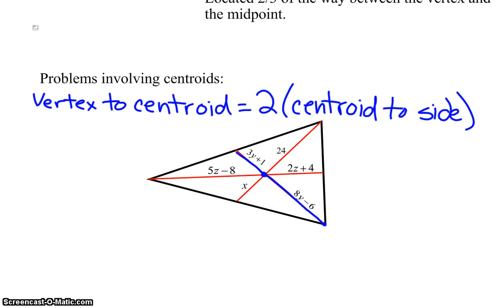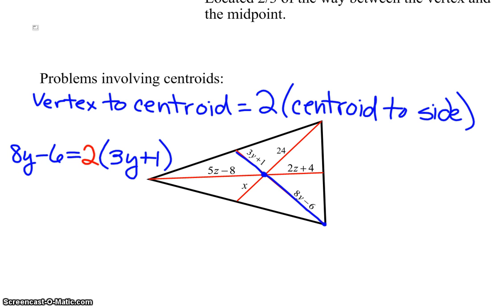to the side. Now, we'll go ahead and use the values of y to set this up and solve it. What it means is this: the distance from the centroid to the vertex was 8y minus 6, and that's going to be twice as long as the distance from the centroid to the side, which is 3y plus 1.